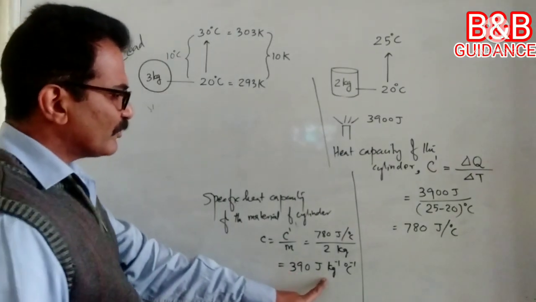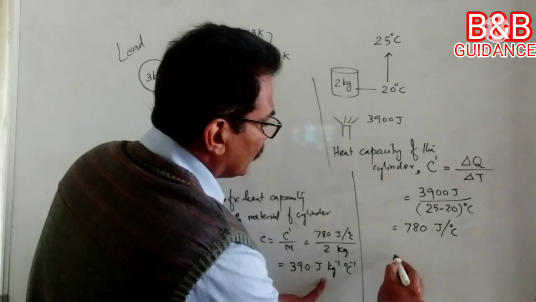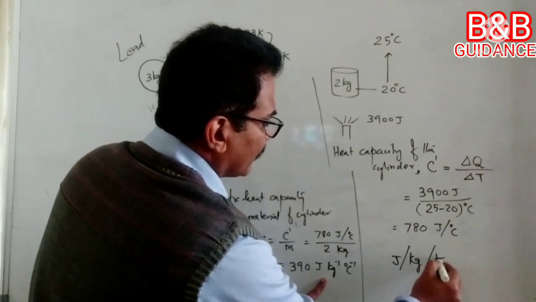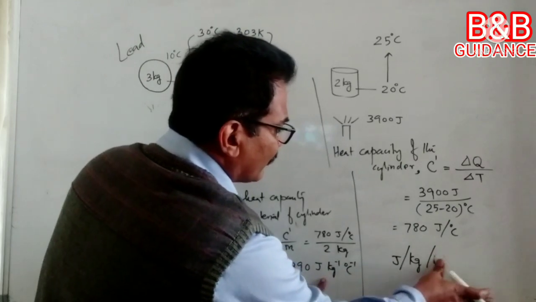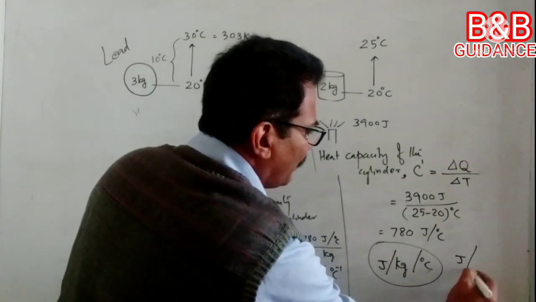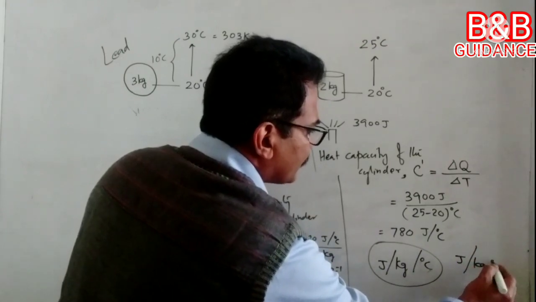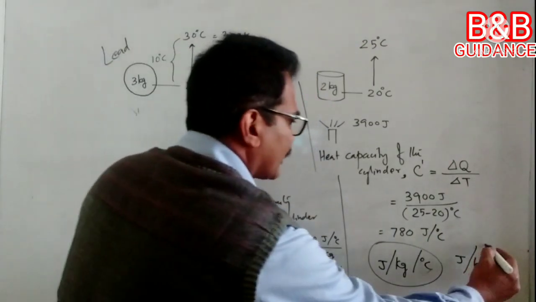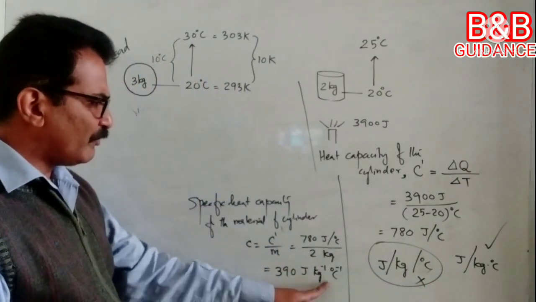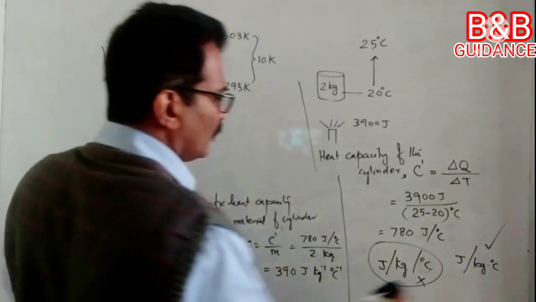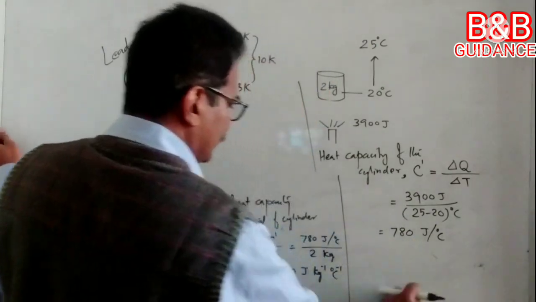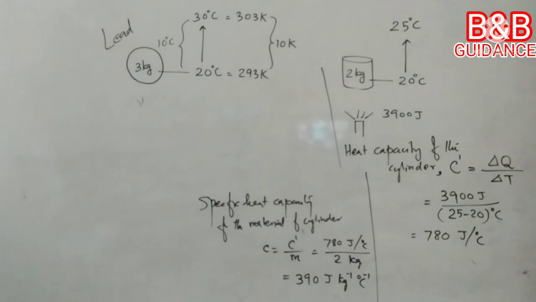So I am writing like this. You don't write like this. This is the wrong way of writing: joule per kilogram per Kelvin or per degree Celsius. Don't write like this. This is wrong. Joule per kilogram per Kelvin, this is correct. This is wrong. Or you have to go for this way. Okay. Now 390 joule per kilogram per degree Celsius.